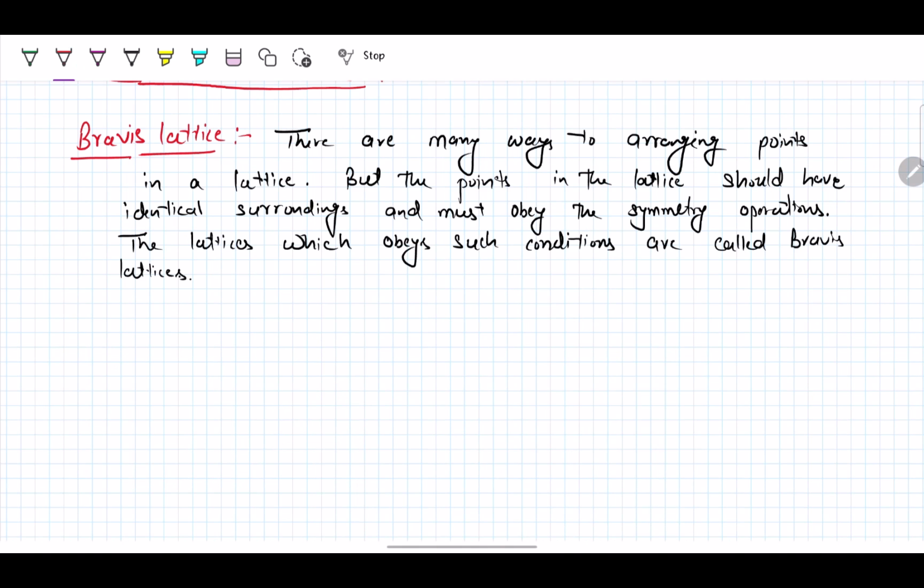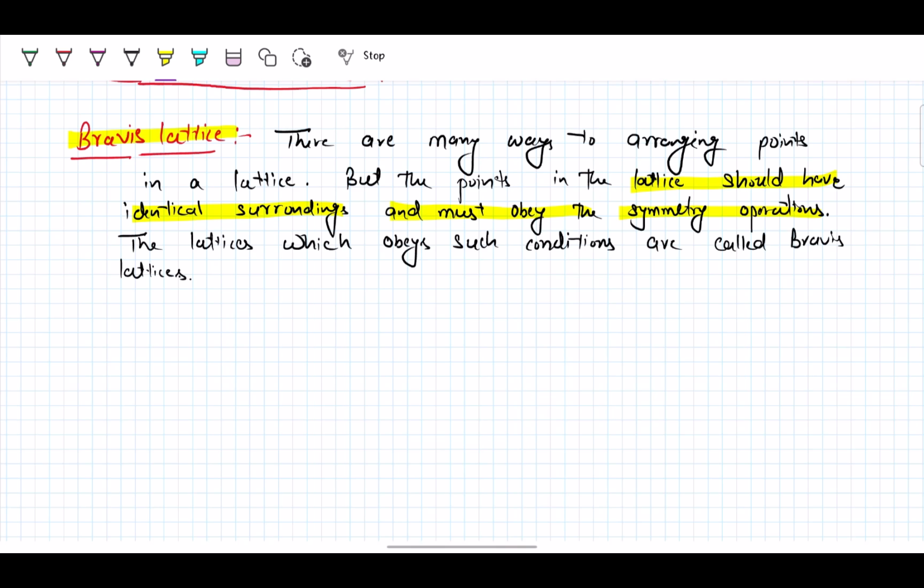And the next property is Bravais lattice. As we know, there are a number of ways to arrange points in a lattice, but the points in the lattice should have identical surroundings, as we have discussed earlier, and must obey symmetry operations. Symmetry operation is a different topic, and we will cover it later.